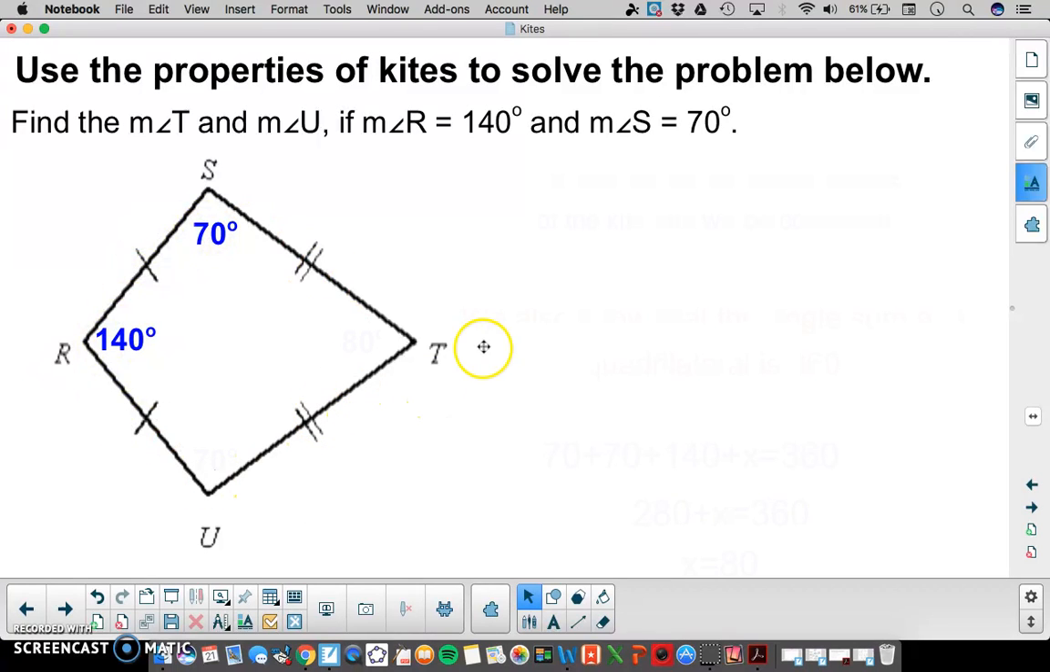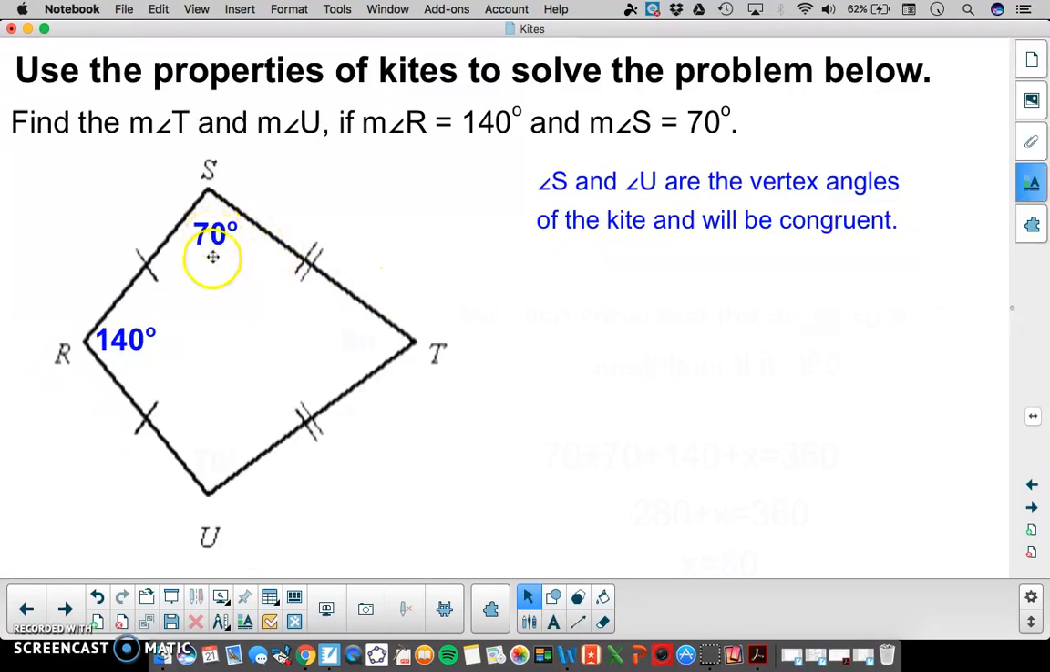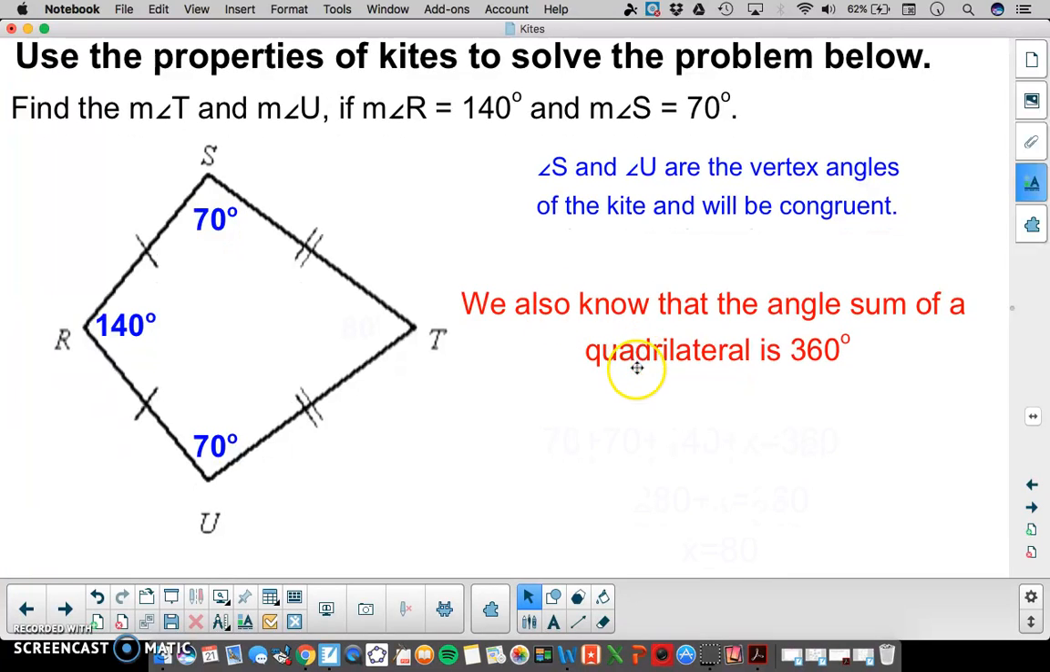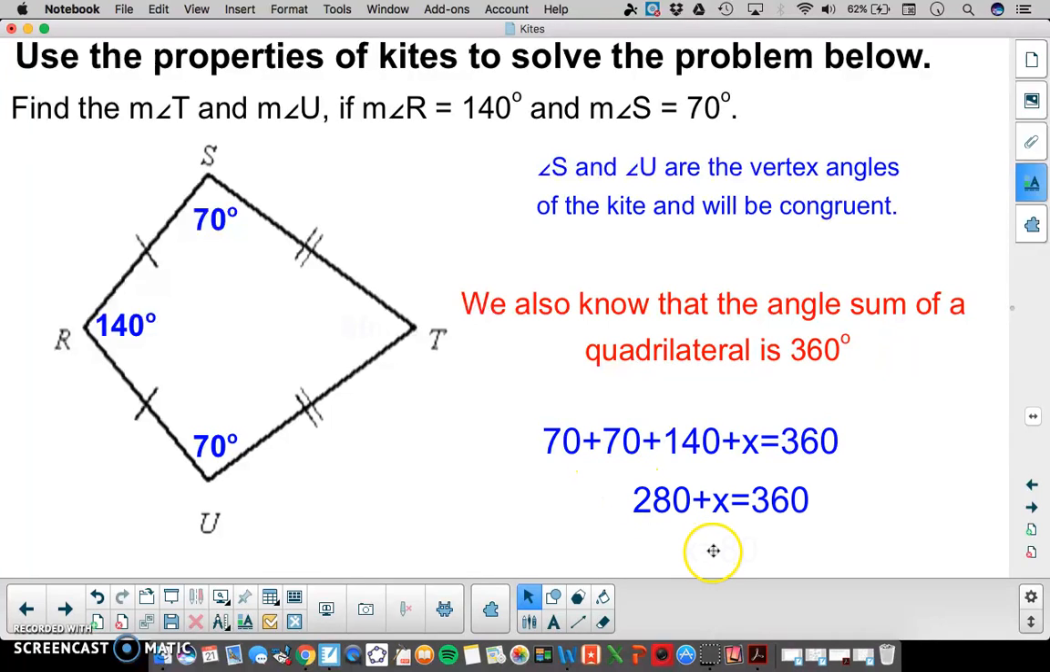Because we know this is a kite, we know that angle S and angle U are the vertex angles of this kite and will therefore be congruent. So angle S and angle U will have the same measure, which means the measure of angle U is 70 degrees. Now we have 3 out of the 4 angles of our quadrilateral. We also know that the angle sum of a quadrilateral is 360 degrees. Therefore, we can add up all 4 angles to be equal to 360, add up the ones we know and we get 280, and subtract that from both sides and we get 80. Therefore, the measure of angle T has to be 80 degrees.